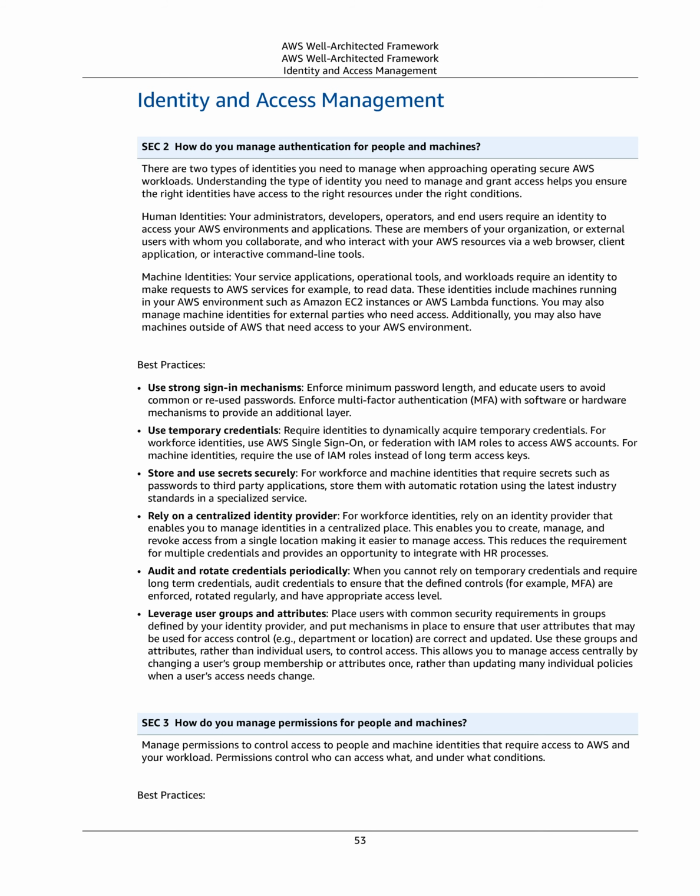SEC 2: How do you manage authentication for people and machines? There are two types of identities you need to manage when approaching operating secure AWS workloads. Understanding the type of identity you need to manage and grant access helps you ensure the right identities have access to the right resources under the right conditions.